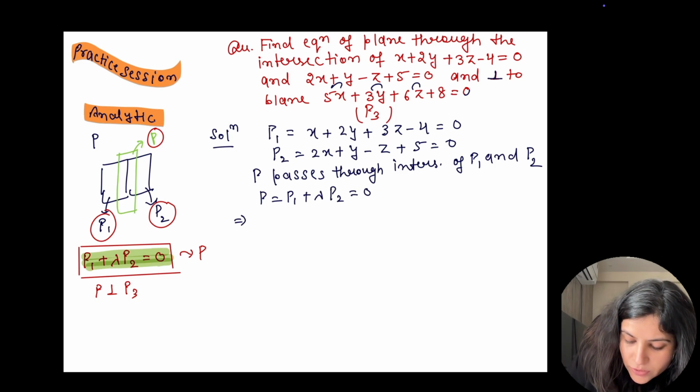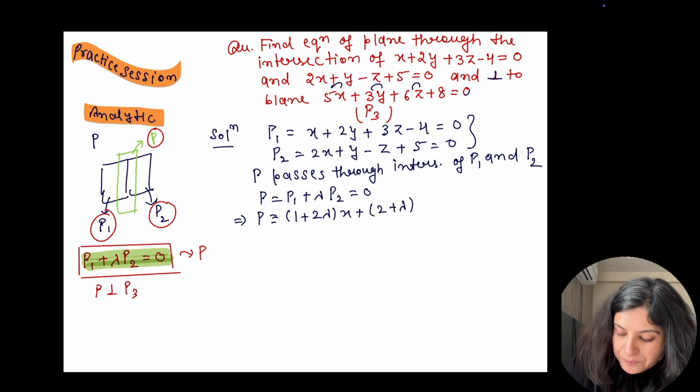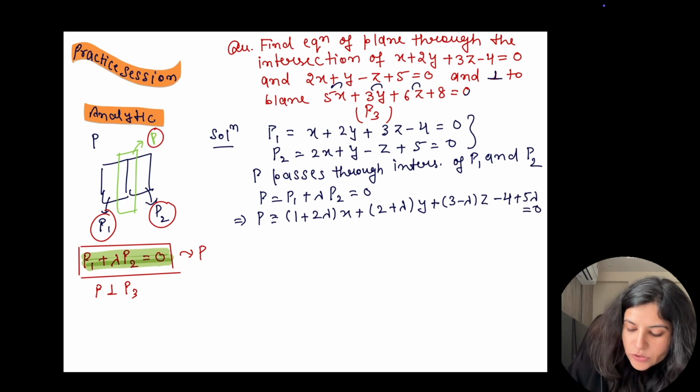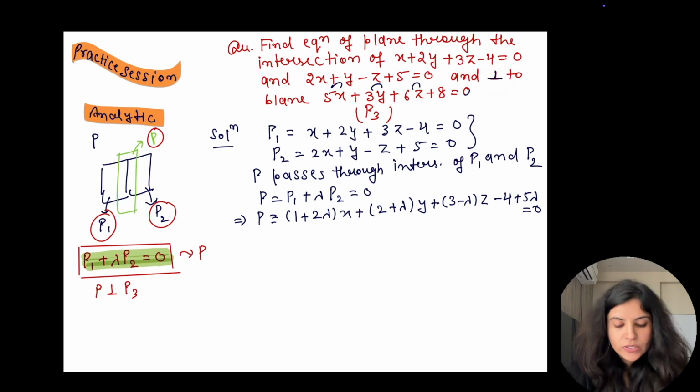So it implies the equation of P is (1 plus 2 lambda) into x, combining these two, plus (2 plus lambda) into y plus (3 minus lambda) into z minus 4 plus 5 lambda is equal to 0. Now I need to find this lambda. Lambda के लिए condition क्या given है? That my plane is perpendicular to the third plane.